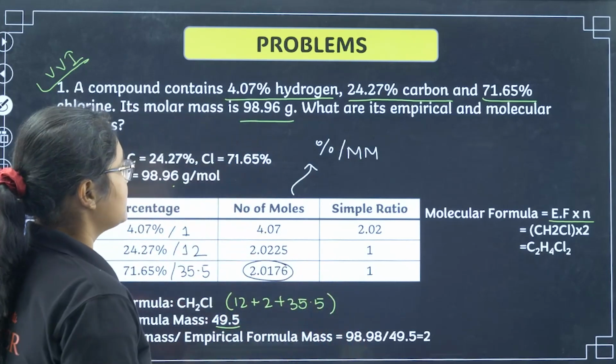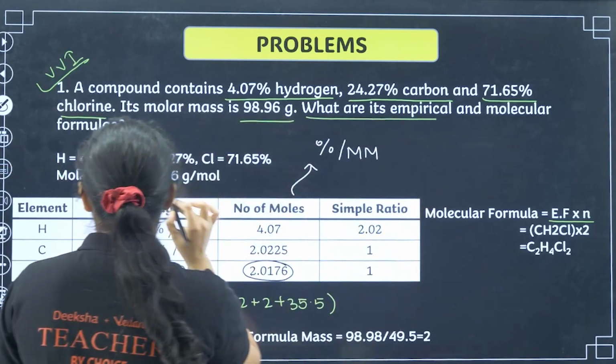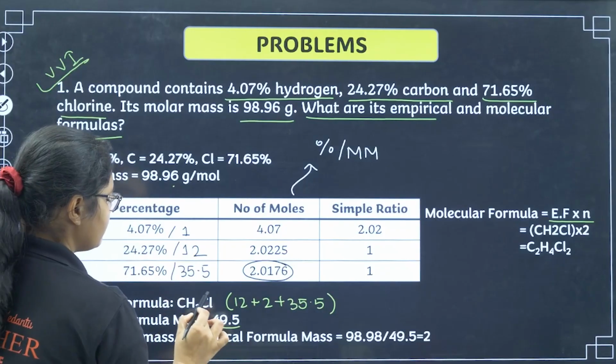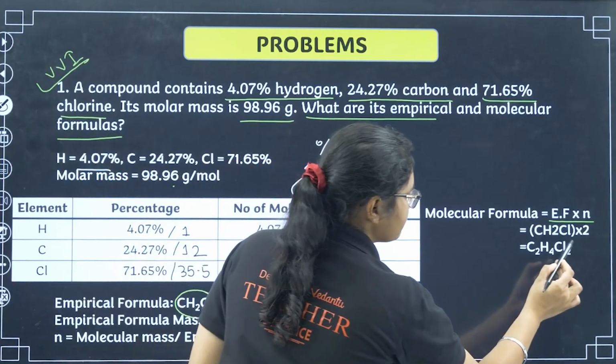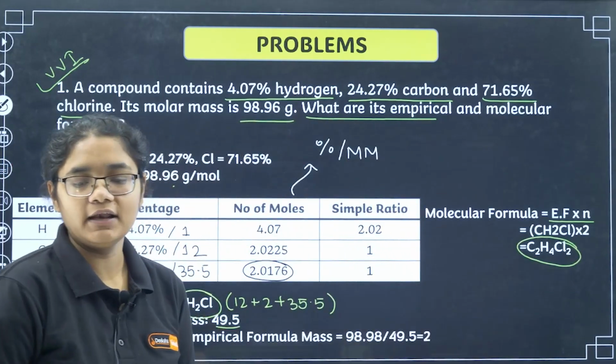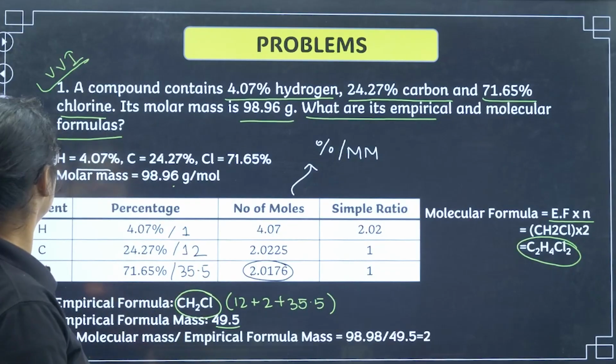So what was the question asked? What are its empirical and molecular formula? So empirical formula is CH2Cl, molecular formula is C2H4Cl2. Okay, I hope this is clear.